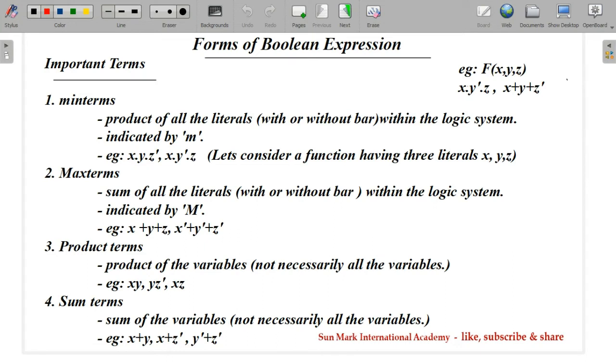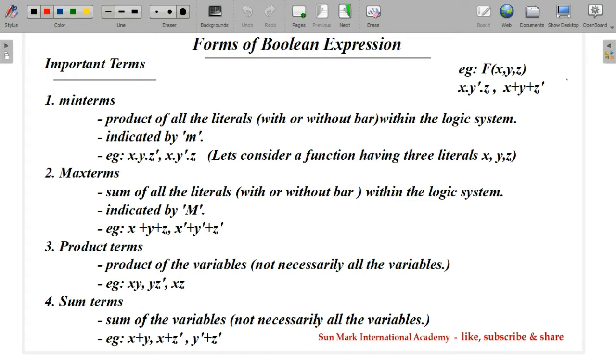Let's have a look at a Boolean expression: x dot y dash dot z. Another example, x plus y plus z dash. Let's consider a function having three literals, x, y, z.